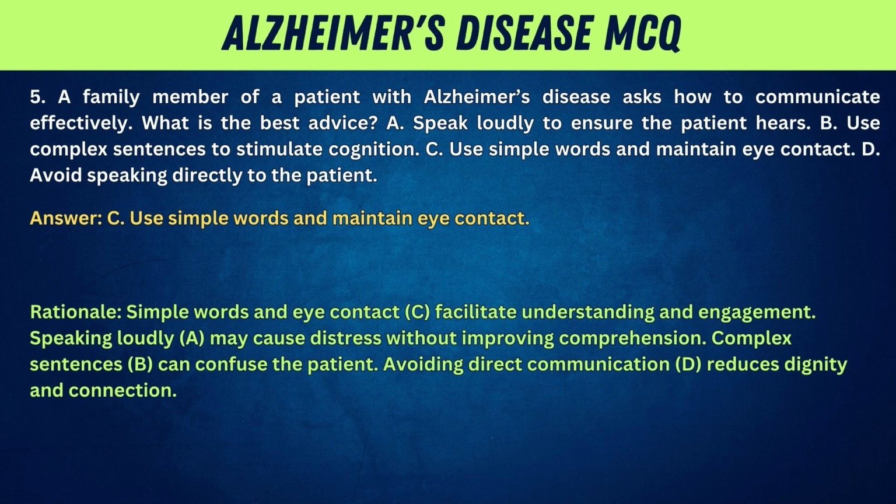Answer. C. Use simple words and maintain eye contact. Rationale. Simple words and eye contact, C, facilitate understanding and engagement. Speaking loudly, A, may cause distress without improving comprehension. Complex sentences, B, can confuse the patient. Avoiding direct communication, D, reduces dignity and connection.